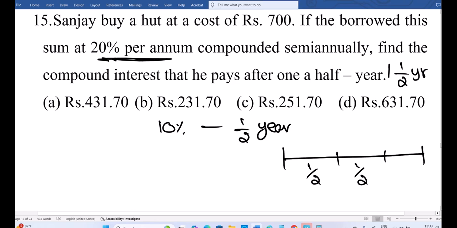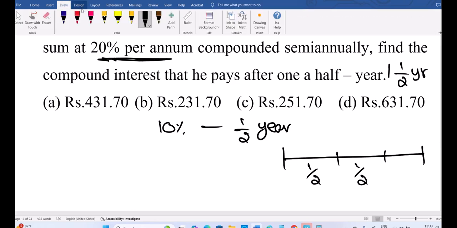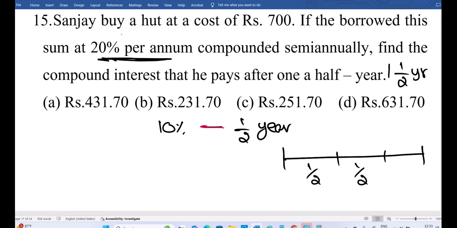20% per annum clearly indicates 20% interest for 1 year, so 10% for half of the year. 1.5 years means 3 half-yearlies will come. Now, there are many ways to solve. I am going with the situation when a calculator is not allowed, and how to handle this question.